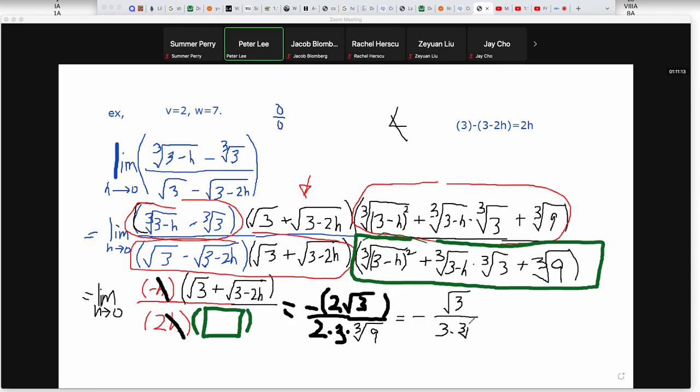Now, can you simplify this further? I guess we can. All base 3's here. So this is actually equal to what? This is 3 to the half power, and the bottom is 3 times 3 to the 2/3 power. I see. So this is really minus 1 over 3 times, this is the 6th root of 3.